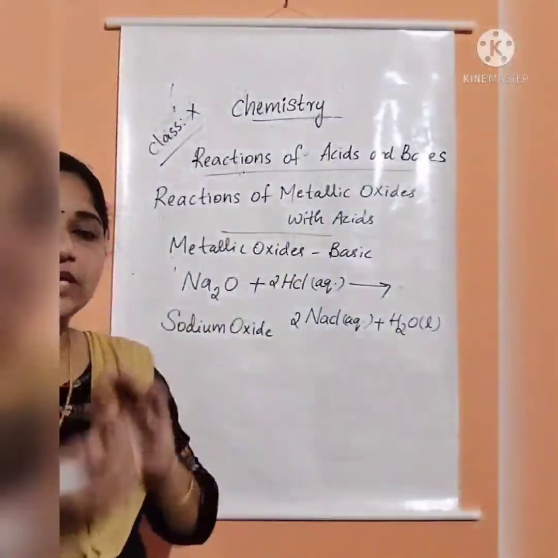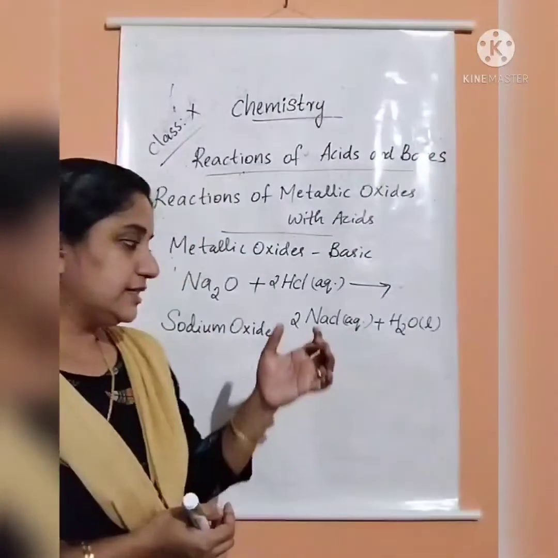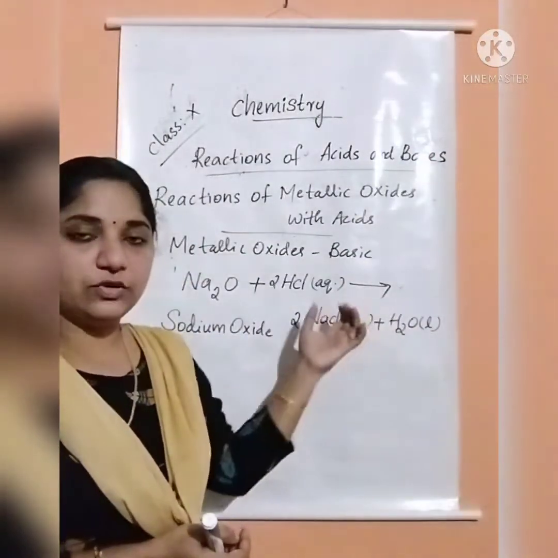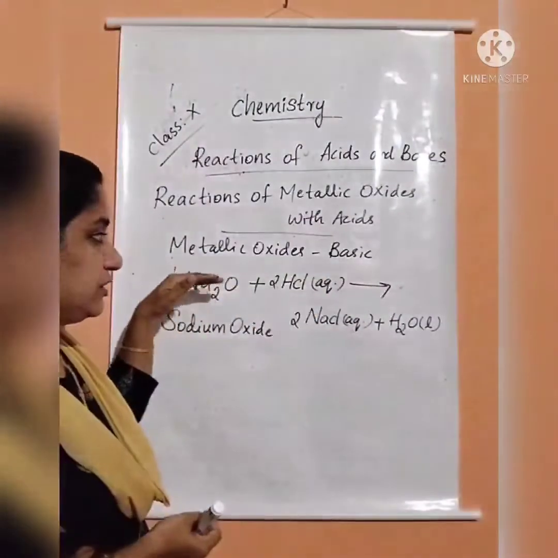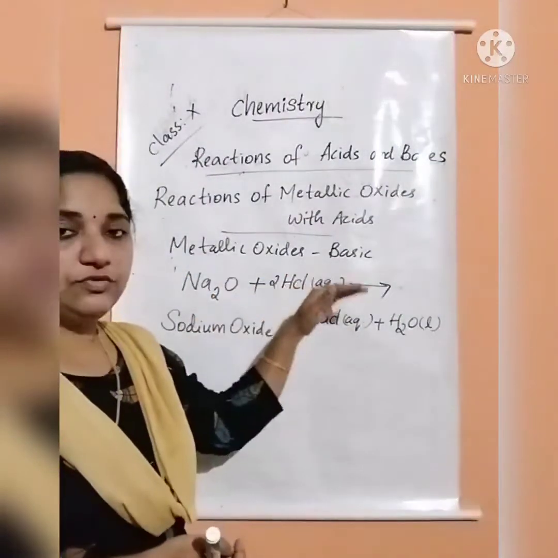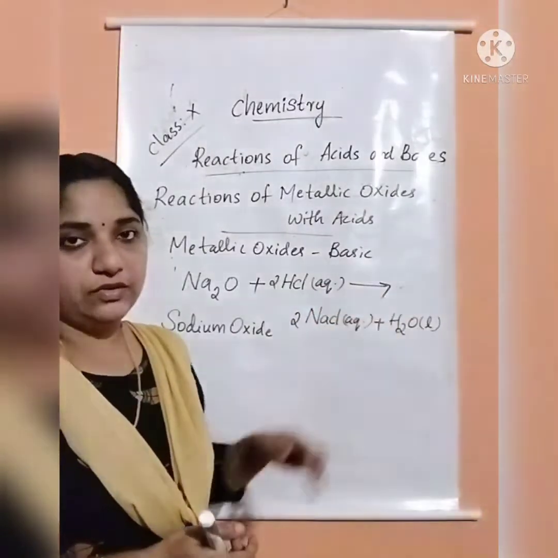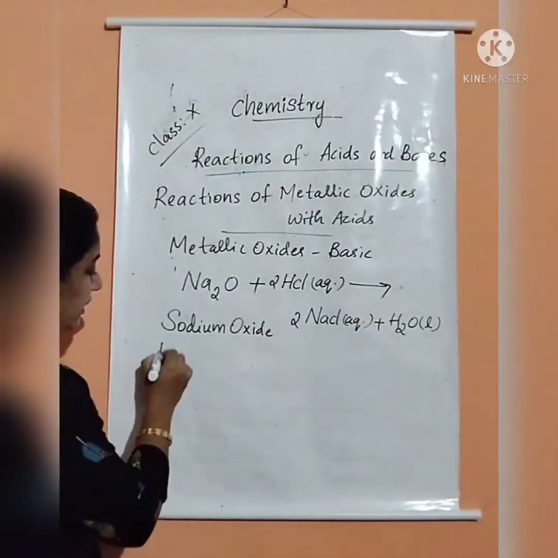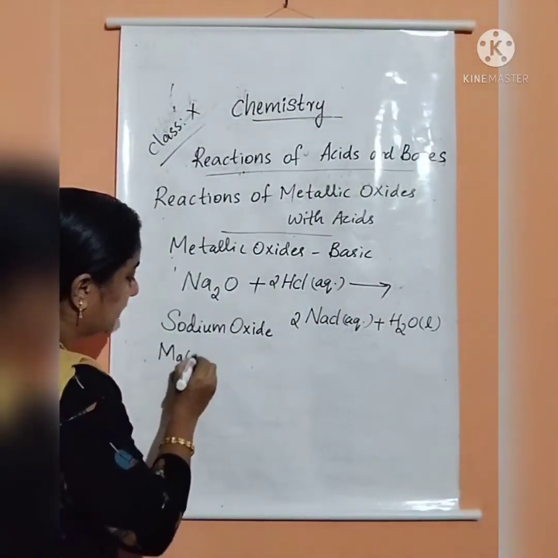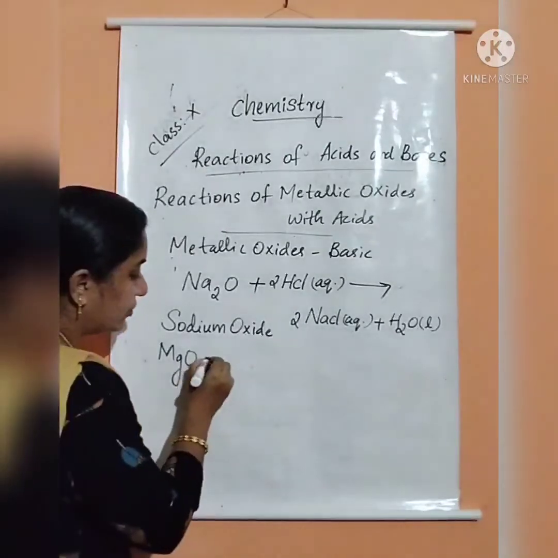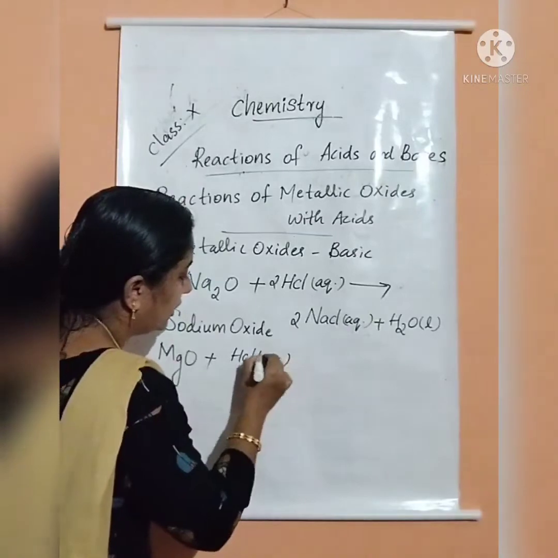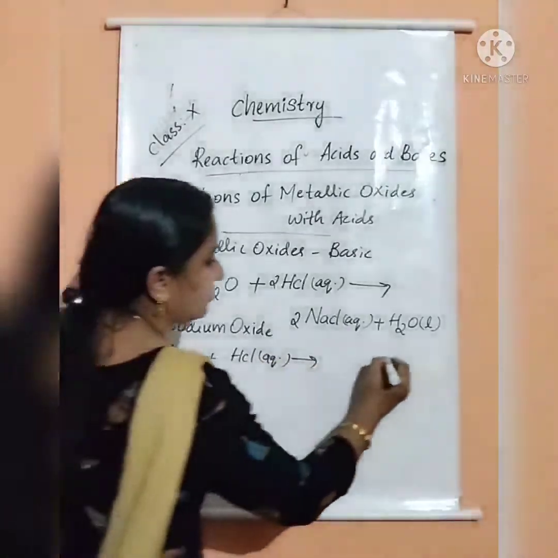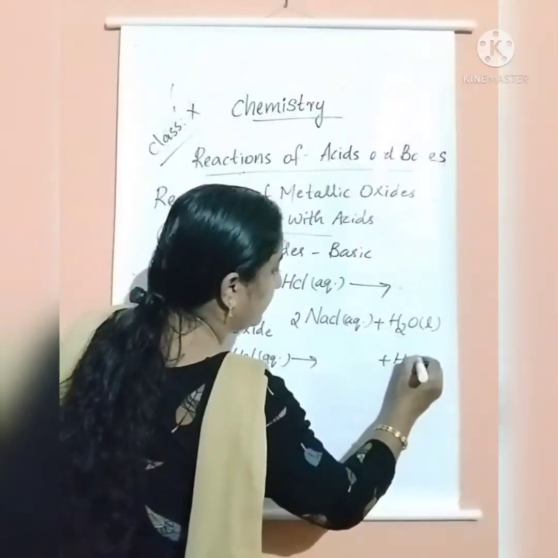നമ്മൾ പഠിച്ചു ആസിഡും ബേസും റിയാക്ട് ചെയ്താൽ എന്തൊക്കെ ഉണ്ടാവുക? Yes, salt and water. Corresponding salt and water. Here also we can see that the reaction between metallic oxide and acid forms corresponding salt and water. Another example, magnesium oxide. This is another metallic oxide. Magnesium oxide reacts with HCl. What are the products? Yes, one product is water.